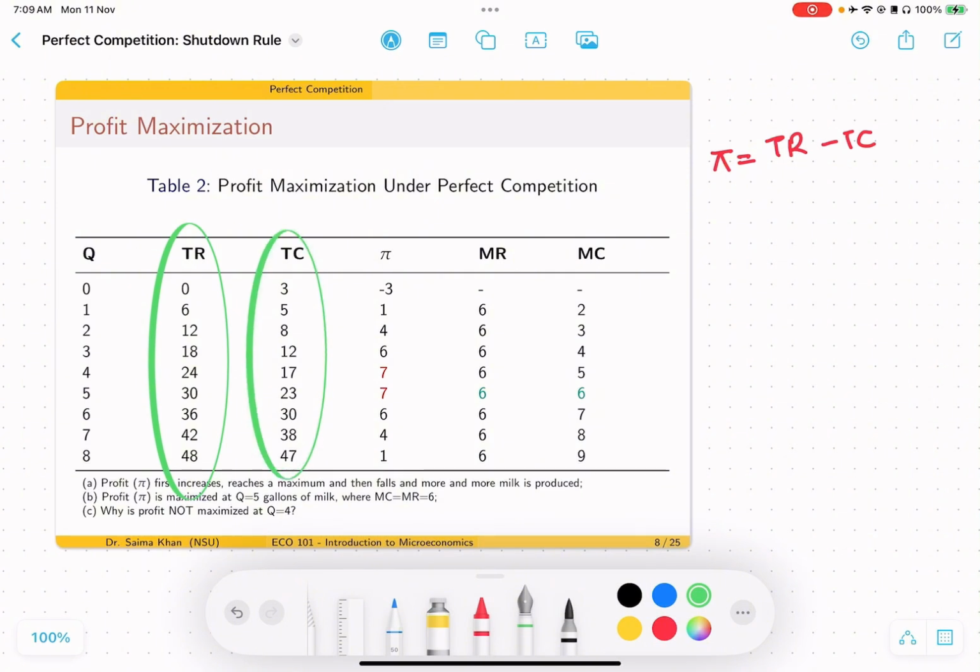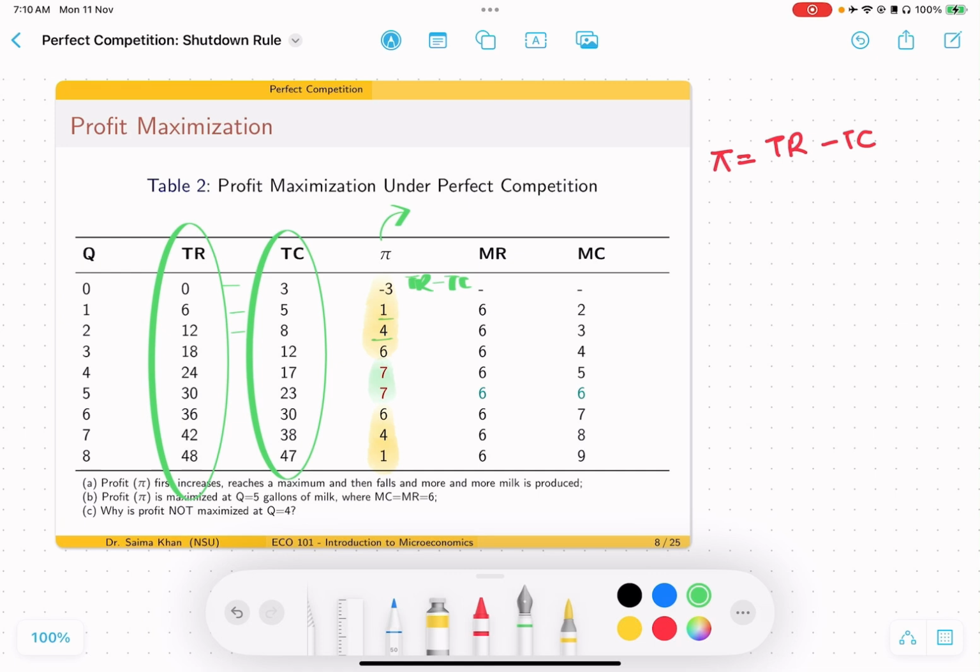Of course, how are we going to calculate the profit? We are just going to do total revenue minus total cost. So here it is 0 minus 3, which gives us negative 3. Here it's 6 minus 5, which gives us 1. Here it is 12 minus 8, which gives us 4, and so on and so forth. Do you notice a pattern here with the profit? Well, initially it increases, right? It reaches some pinnacle, some maximum, and then it begins to fall, right?